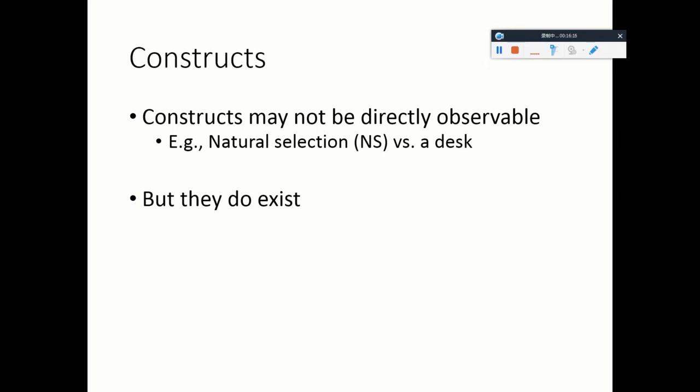So the fact that constructs are not directly observable does not mean that the phenomena that the constructs are used to describe do not exist. To the contrary, very often, in many cases, they do exist. Otherwise, scientists would not be bothered to invent a term to describe them. So again, if we return to the example of natural selection, we'll know that biology tells us that the reason that we're who we are is because of this process of natural selection. Right?